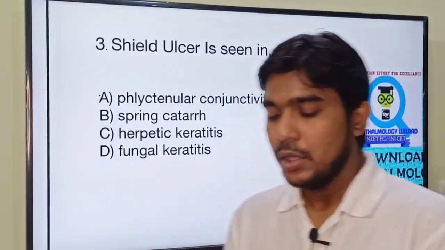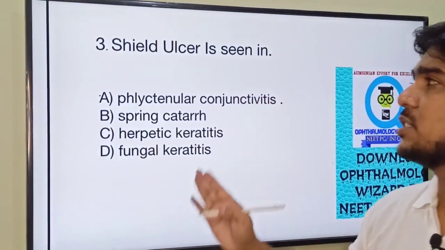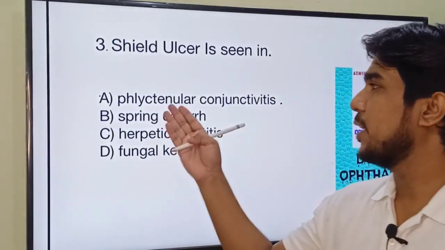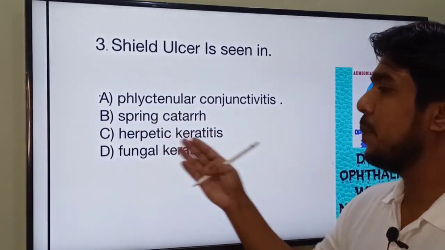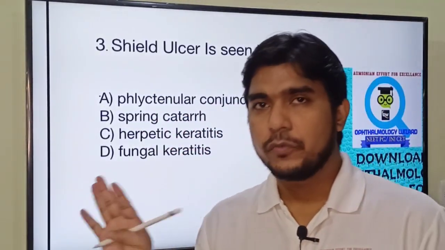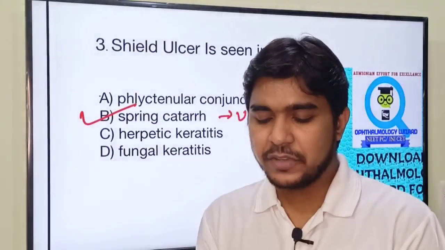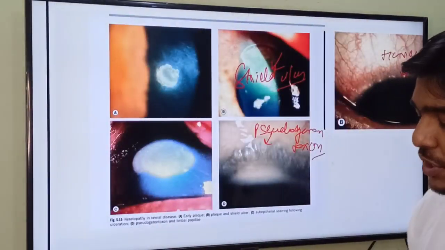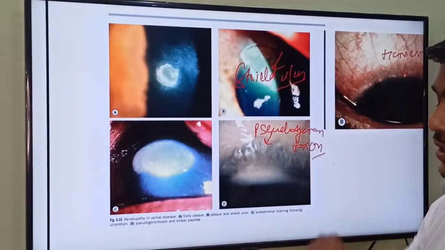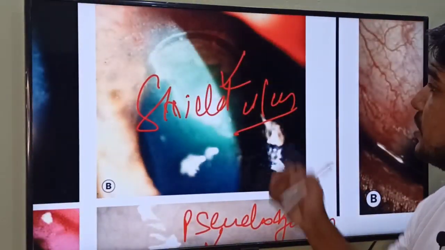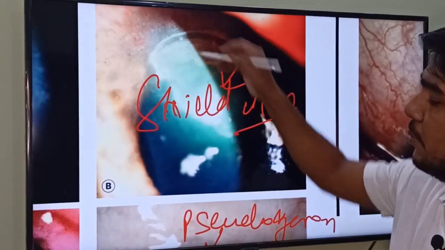Okay. A shield ulcer is present in phlyctenular conjunctivitis, spring catarrh, herpetic, or fungal keratitis. The answer is spring catarrh, which is also known as VKC, vernal keratoconjunctivitis. So can you see this? This can come in the examination. This is the shield ulcer.